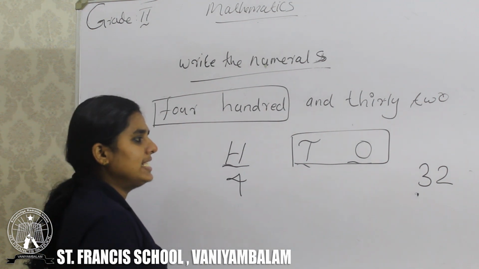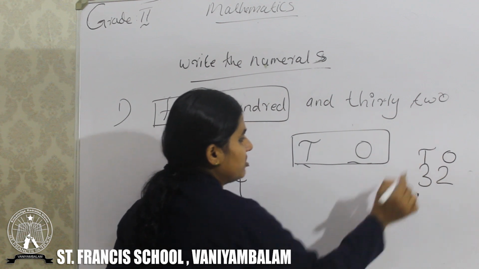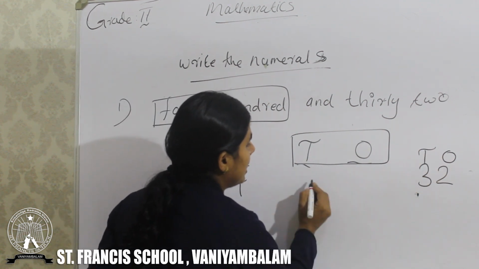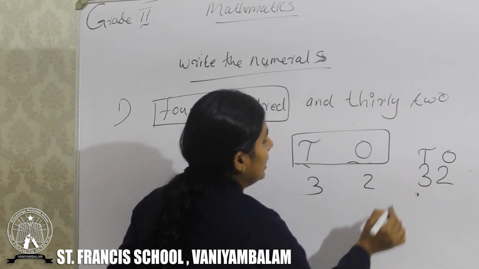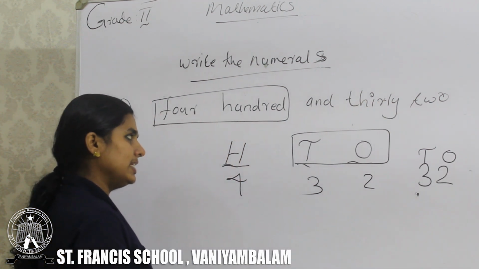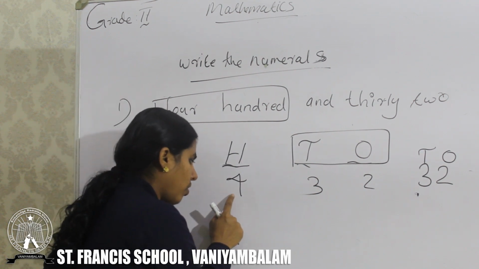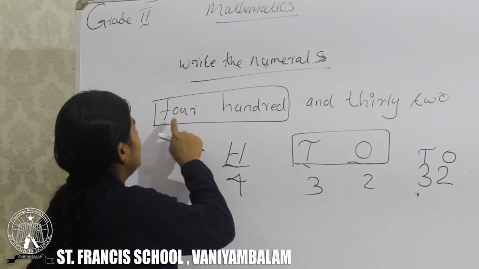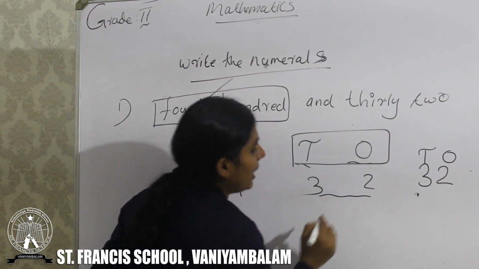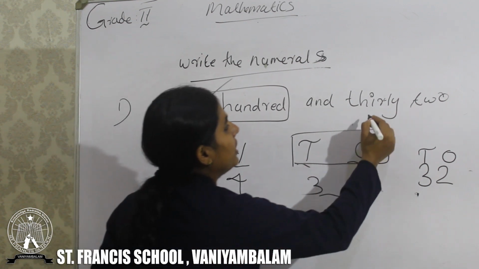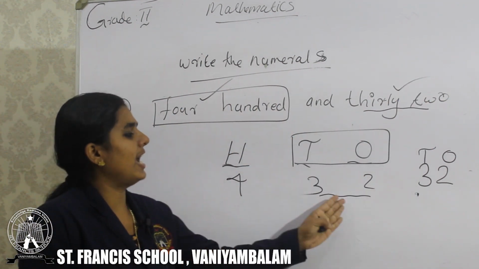We know on the right side we have which place? Ones. Left of the ones we have tens. The tens place we have number 3. The ones place we have number 2. Then we can check our question and answer. How many hundreds here? 400. Correct. Next one, number 32. Everything is correct. This is 432.